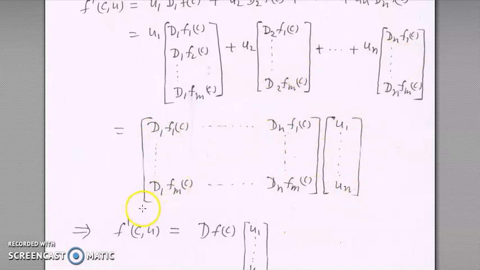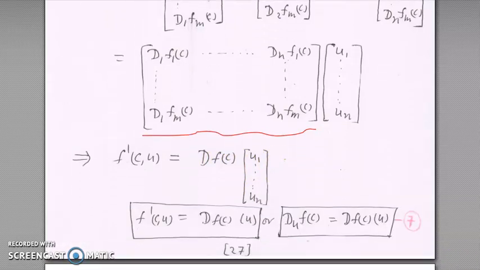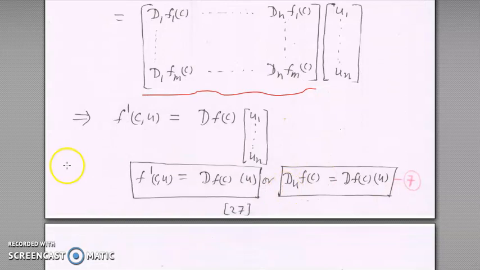But one thing you can note, that what is this? This part is nothing but the Jacobian matrix. So in place of all this expression, we can write as dfc. dfc is multiplying on u1, u2, un. So what does it mean? It means that this directional derivative f dash cu is nothing but this Jacobian matrix times the vector u, written as a column vector.